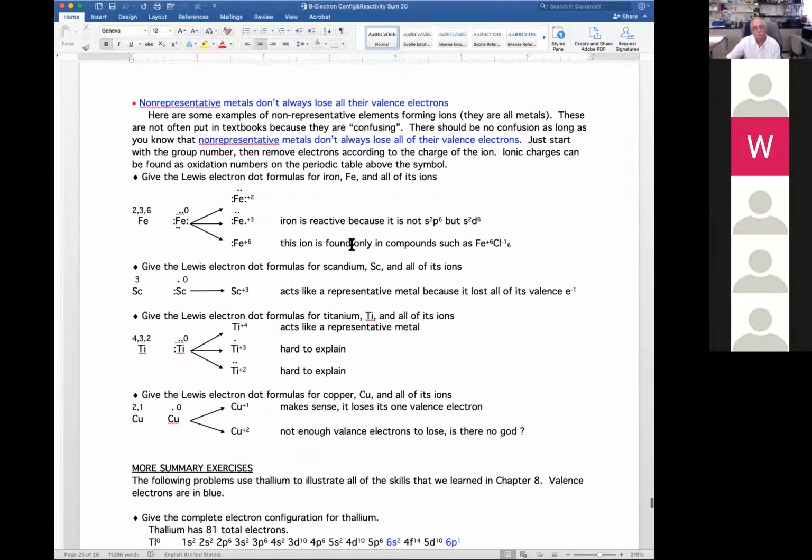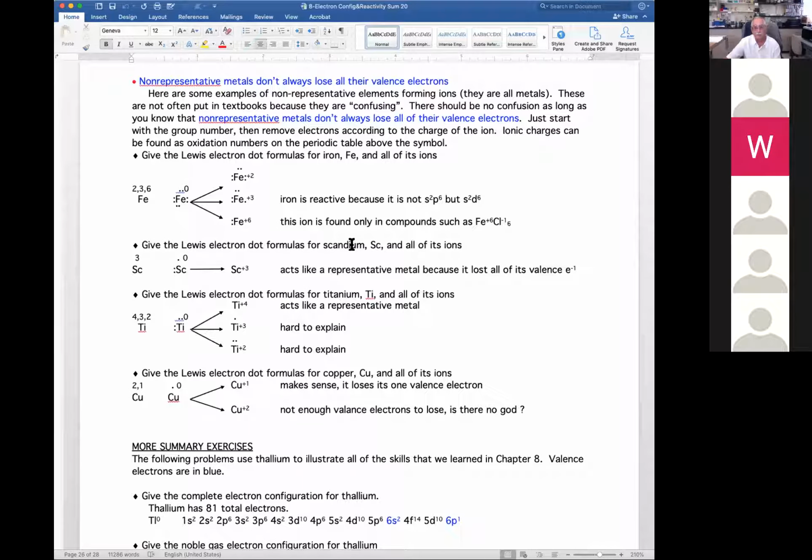And then with non-representative metals, you do the same thing. The only issue is that you may not lose all of your valence electrons. Because remember, they don't follow all the rules. They try to.